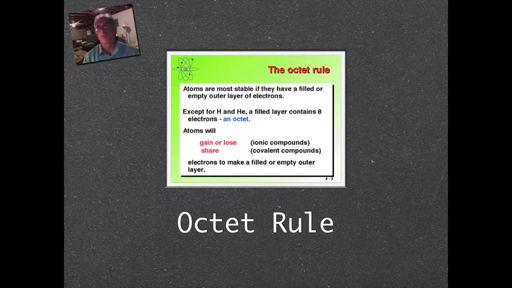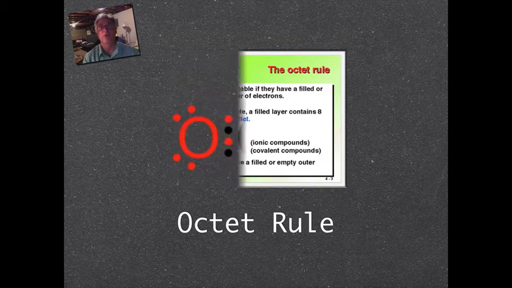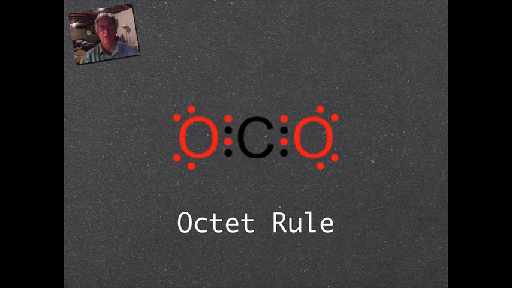Atoms do one of two things. They're either going to lose, gain, or transfer those electrons, which means ionic compounds, or they'll share electrons, which we term covalent. And electrons will either make a filled layer or they'll empty it so they can go to the next layer and fulfill the octet rule. So that's how that works.